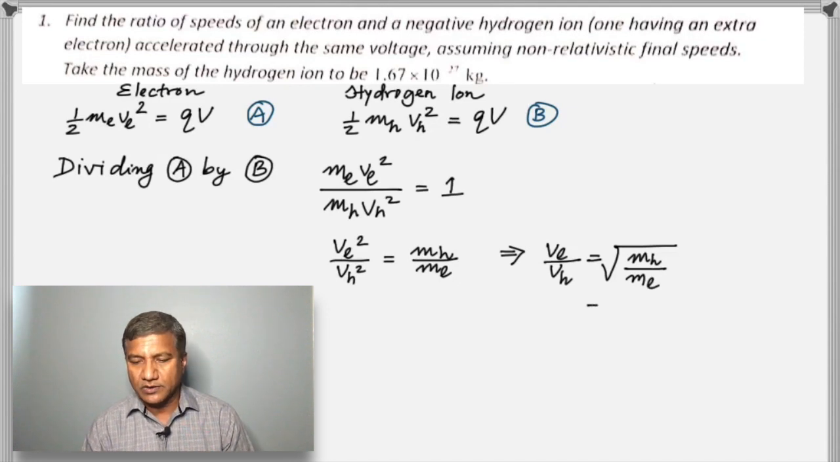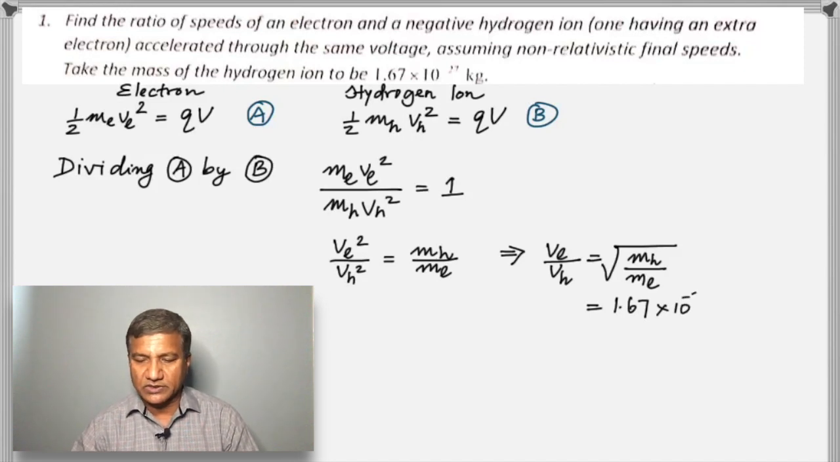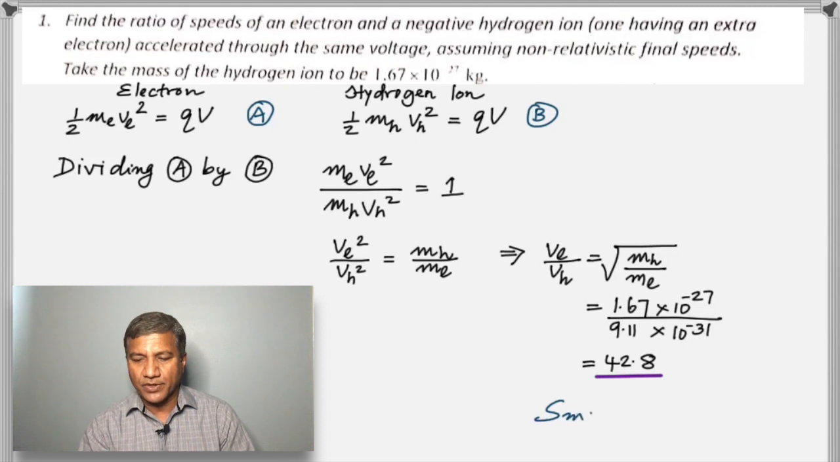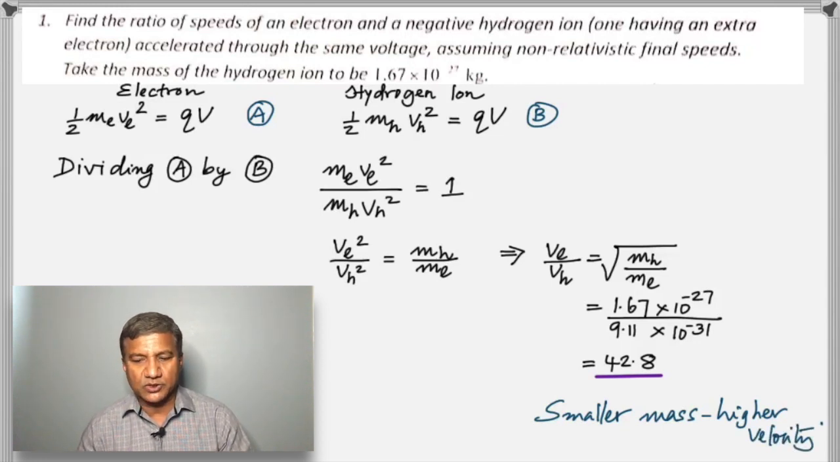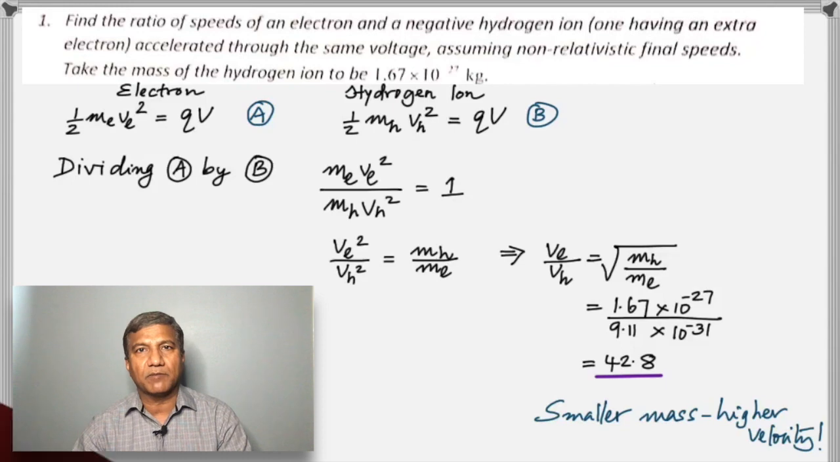You take the square root, plug in the mass of the hydrogen ion, which is 1.67 times 10 to the negative 27, that's given in the problem, divided by the mass of the electron, that is 9.11 times 10 to the negative 31 kilograms, which will also be given. When you take that ratio, you get 42.8. That means the electron speed is 42.8 times bigger than the speed of the hydrogen ion because its mass is much smaller. So smaller the mass, higher the velocity when accelerated through the same voltage.